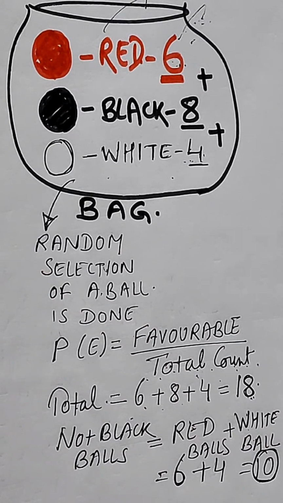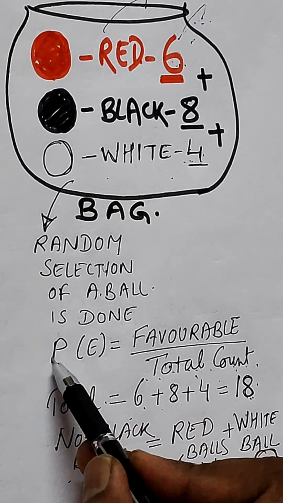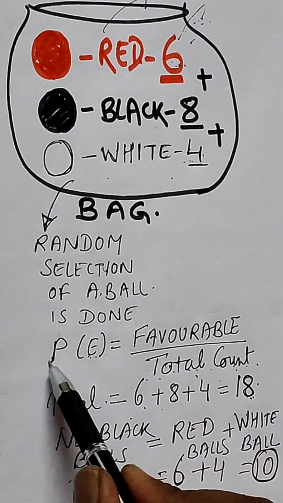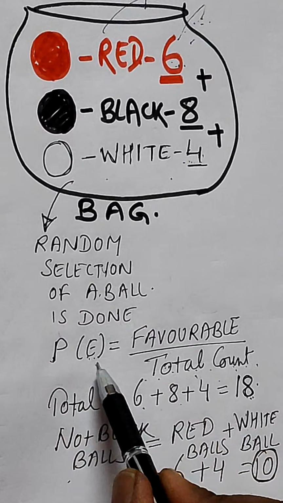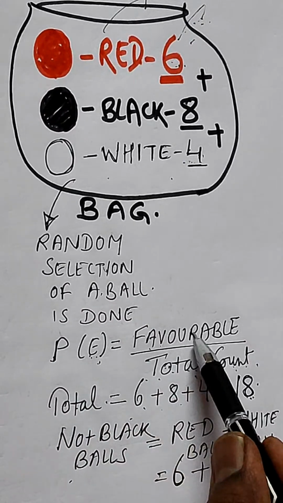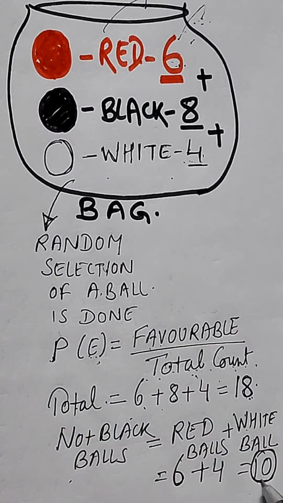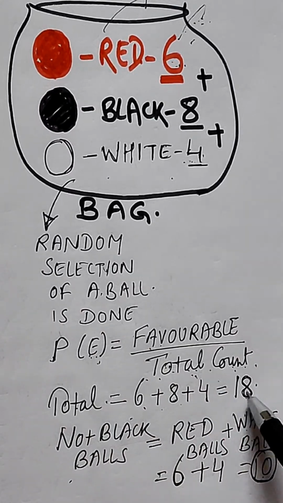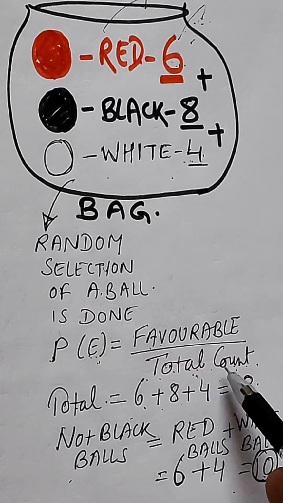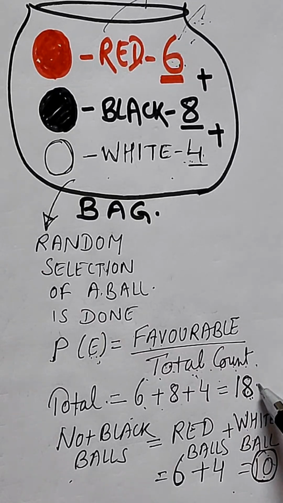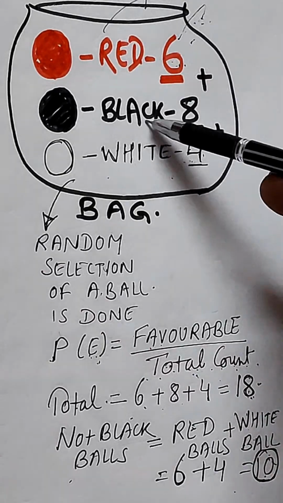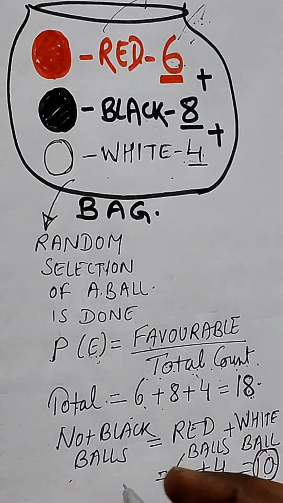Now, the probability of getting a non-black ball is the favorable count divided by the total. The favorable count is 10, so 10 by the total 18. 10 by 18 is the probability that the ball drawn from this bag is non-black.